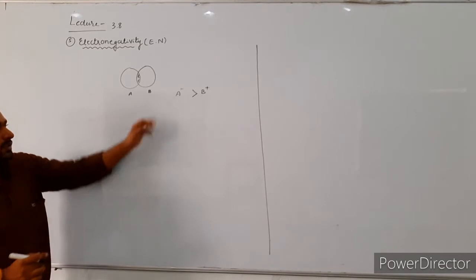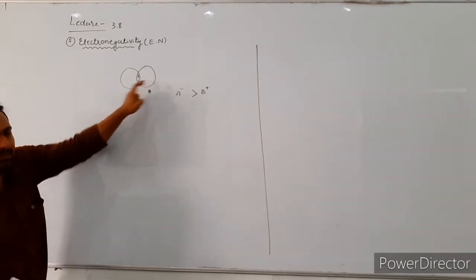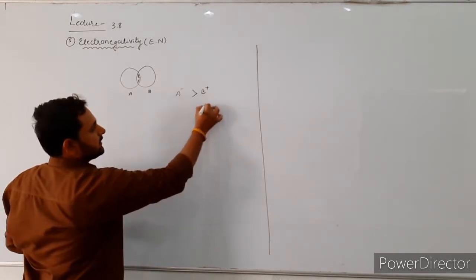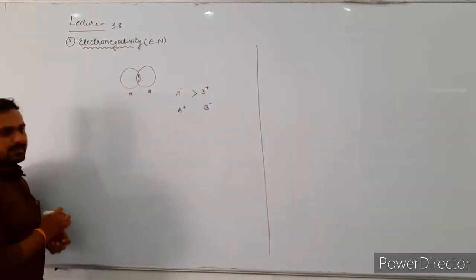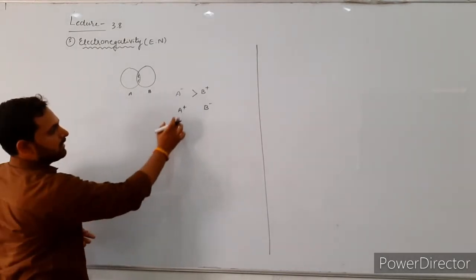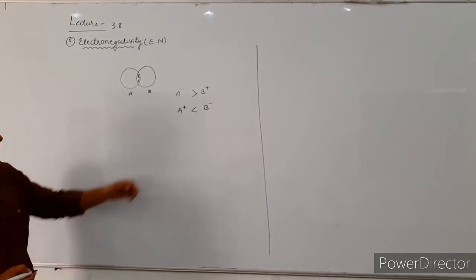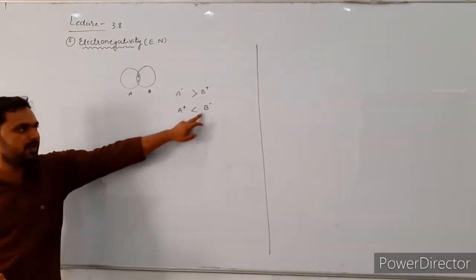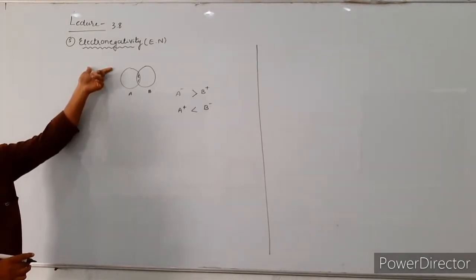Suppose B atom attracts shared pair electrons towards itself, then B atom gets negative charge, A atom gets positive charge. In this case, the electronegativity of A atom is less than B. That's why A atom got positive charge, B atom got negative charge. This is called electronegativity. What is the meaning of electronegativity?